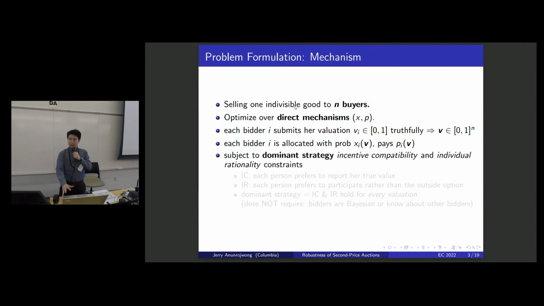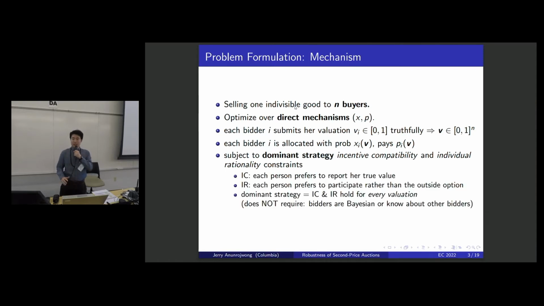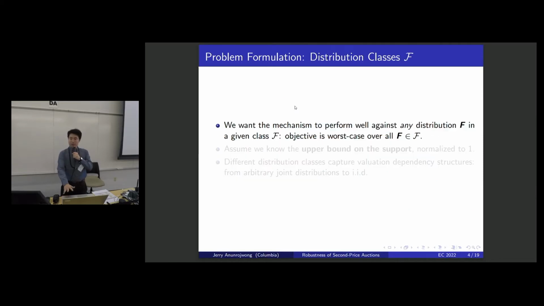These mechanisms are subject to dominant strategy incentive compatibility and individual rationality constraints. These incentive constraints mean that everyone prefers to report her true value and to participate in the mechanism in the first place. And the dominant strategy part means that these incentive constraints hold for every valuation. So it doesn't require that bidders are Bayesian or know about other bidders in order for them to be truthful. This is a form of robustness against misspecification of agent behavior.